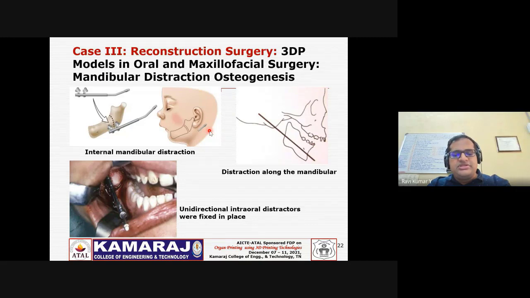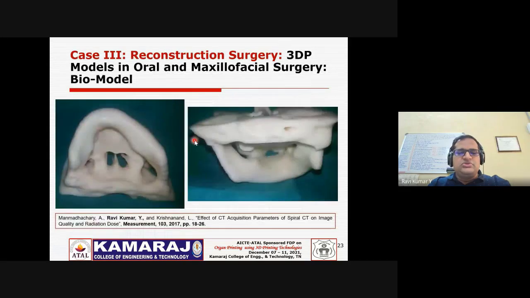This is the internal mandibular distraction, but it could even be an external distraction also. Based on the patient's condition, how many revolutions it should advance, and how, can be worked out by taking these models. You have already fabricated this model through 3D printing technology, so then you sit with the surgeon, and they can do those calculations on how much it should be twisted.